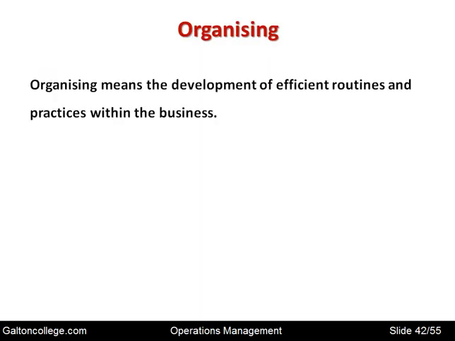Organizing. Well, organizing means the development of efficient routines and practices within the business. Production is organized. If it's not organized, it's chaotic. Well, chaos means it's almost random, it's haphazard, whereas organizing means efficient routines and practices within the business.